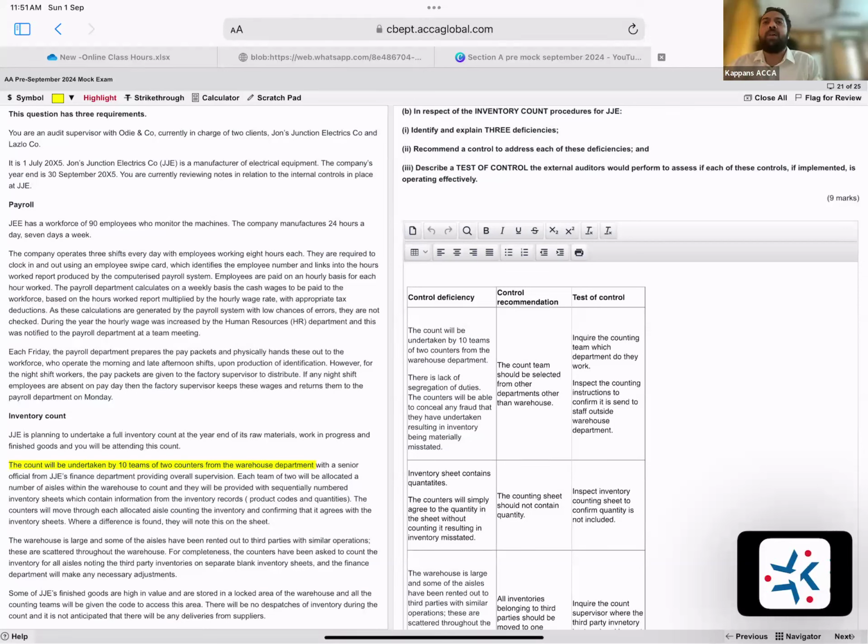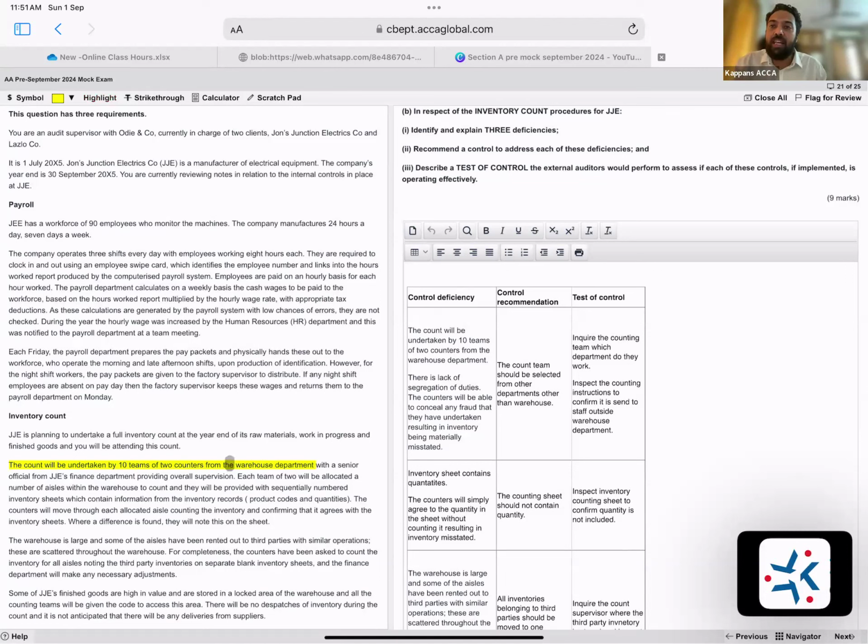But the latest examiner's report has stated that the examiners, the markers, expect you to come with documentary evidence if possible. So the documentary evidence in this case will be: inspect, that is the audit procedure, counting instruction, that is a document. Why are you inspecting the counting instruction? To confirm it is sent to an alternative department or it is sent to departments other than warehouse department. So deficiency number 1 identified, explained, given a recommendation, also test of control.